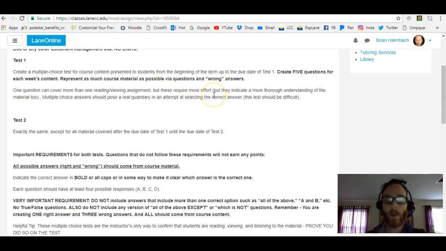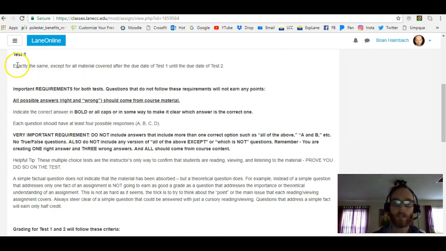But these do require more effort, and they indicate a more thorough understanding of the material too. Multiple choice answers should pose a real quandary in an attempt to select the correct answer. So your question should be hard. That's all there is to it.